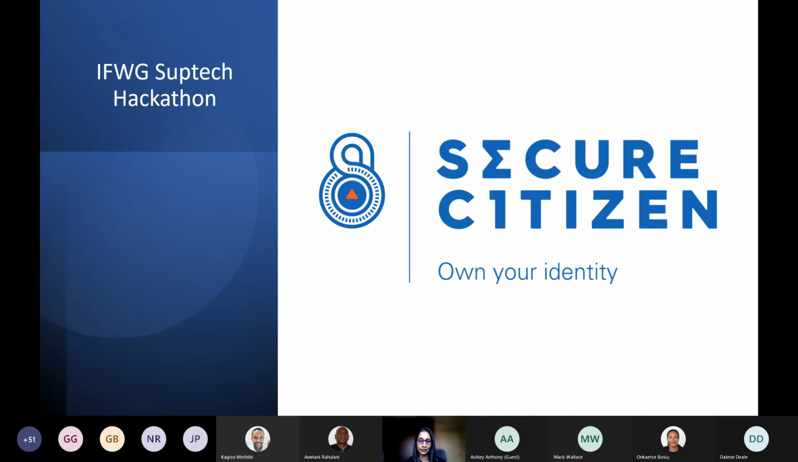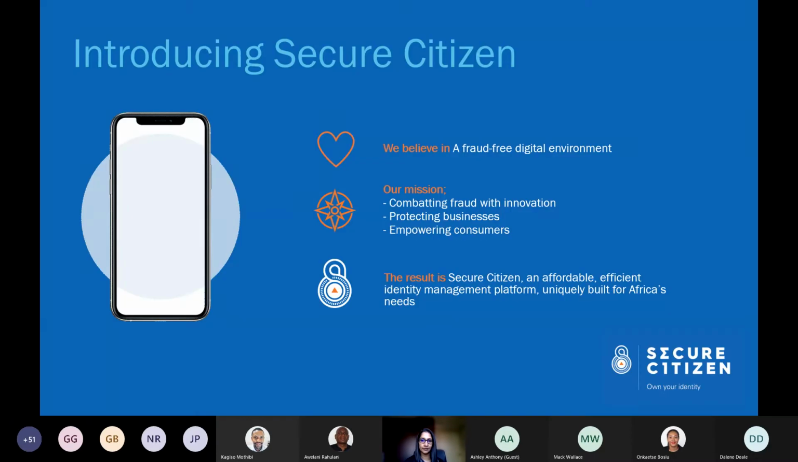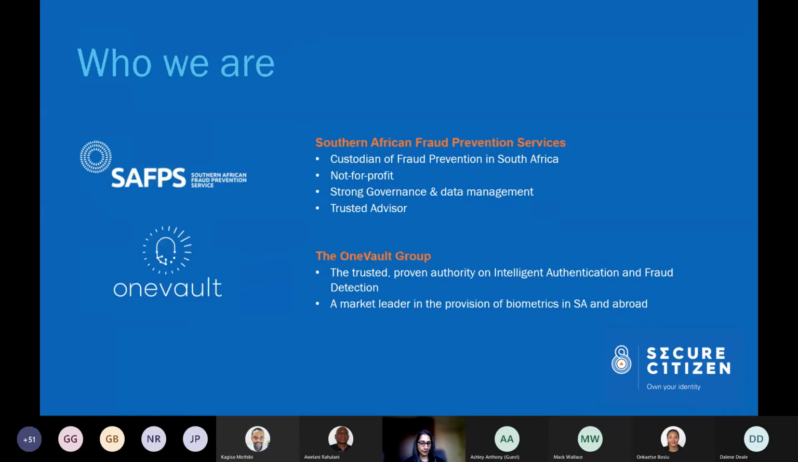Hi, my name is Varsha Gokul. I am product manager at Secure Citizen. Thank you for allowing this chance to participate in this event. I'd like to kick off briefly with who Secure Citizen is. We are an identity management platform built to cater for the numerous unique use cases found in Africa's ever-changing digital landscape. We were established to help combat identity fraud through technology and innovation, with a mission to protect both businesses and consumers and to create a fraud-free digital environment.